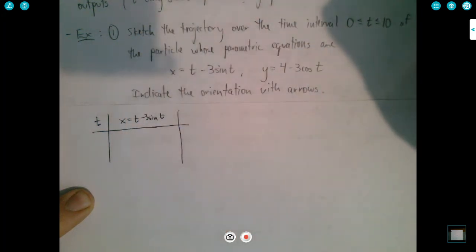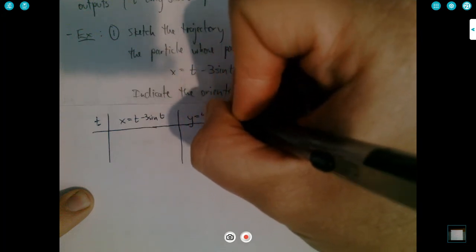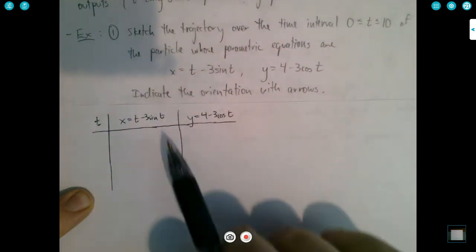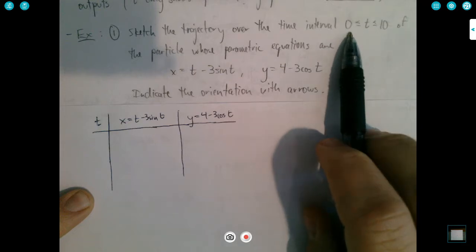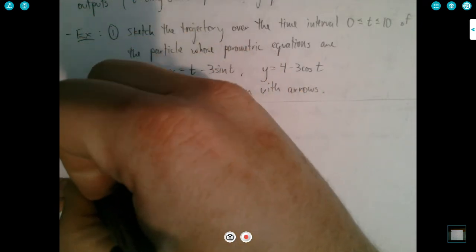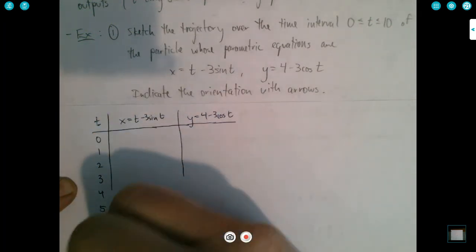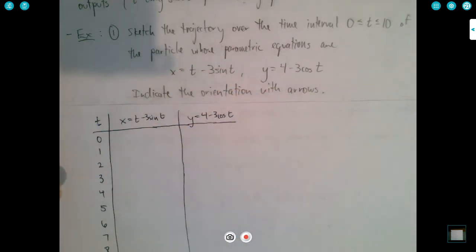And y is 4 minus 3 cosine t. So I'm just going to plug in, since these are good for any t between 0 and 10, all of the whole numbers between 0 and 10 for t to see what I get for x and y. So 4, 5, 6, 7, 8, and I'm going to go off the page, but you can extrapolate, I think. Okay, and then I'm just going to use my calculator to fill this stuff in.